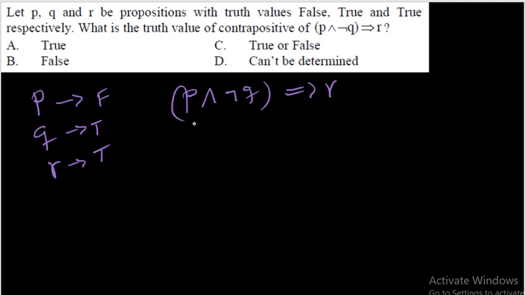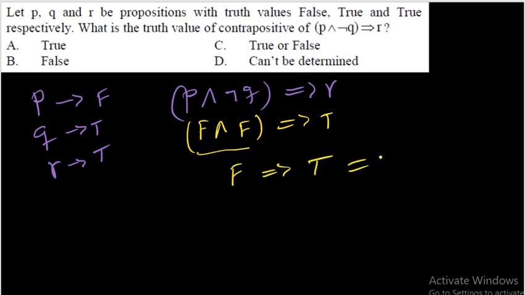Okay, let us substitute now. P is false, and Q is true, but negation of Q is false, implies R is true. False and false is false. False implies whatever, it will be true, because it is implication. In case of implication, the only false case is if the premise is true and the conclusion false, but here the premise is false, so false implies whatever is true. So the contrapositive also will be true, so the answer is A.